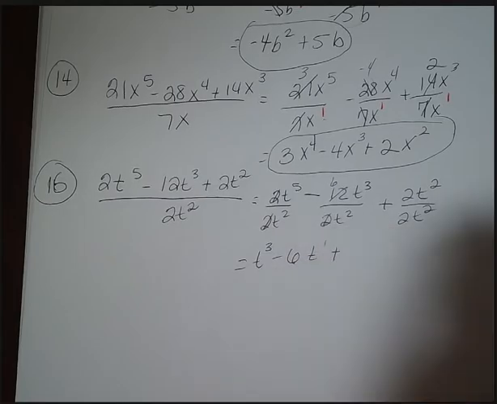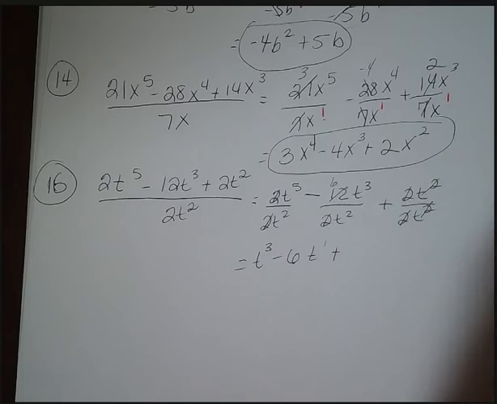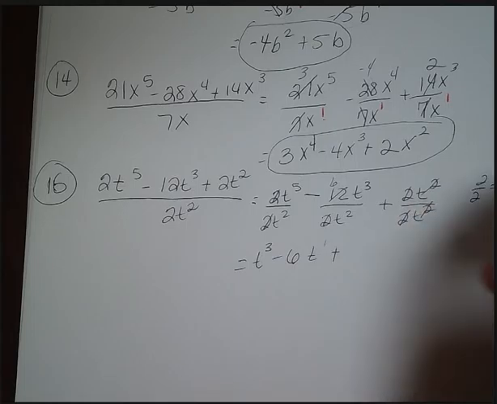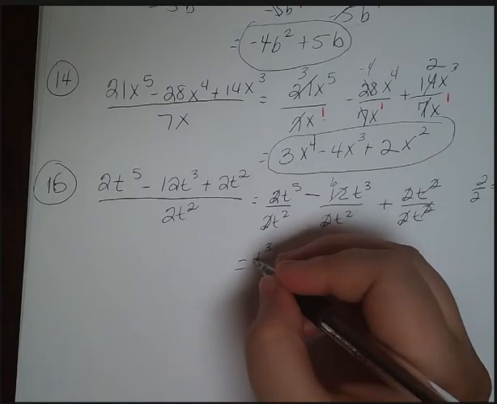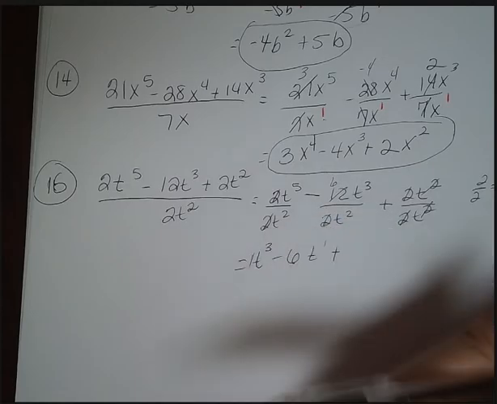Plus, well, notice here that these 2's cancel and these t squareds cancel. Okay? So think about it. They don't just cancel. If you have 2 divided by 2, that answer would give you a 1. The only reason I don't write it here is because there's an understood 1 in front of that t to the third. That's why I didn't write it, okay?